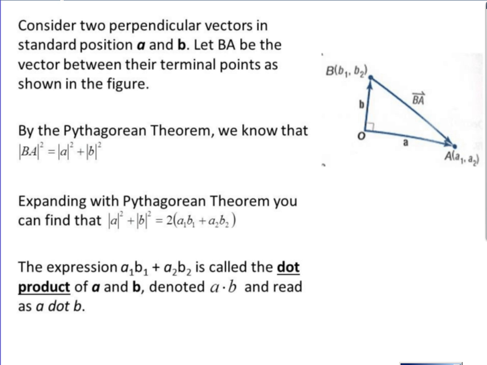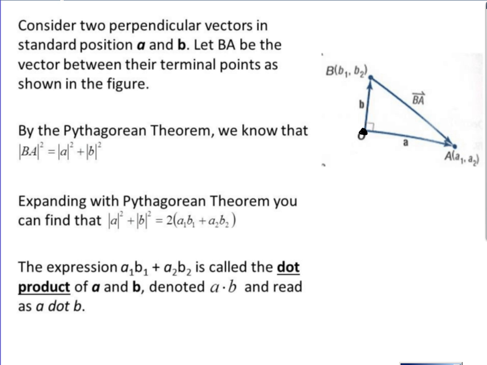Consider two perpendicular vectors in standard positions A and B. Let vector BA be the vector between their terminal points as shown in the figure. So both of these vectors are starting at the same point. Their initial points are together, but they're going perpendicular to each other, so their two terminal points will be away from each other. If we draw a vector BA that goes from the terminal point of B to the terminal point of A, this is the vector we're describing.